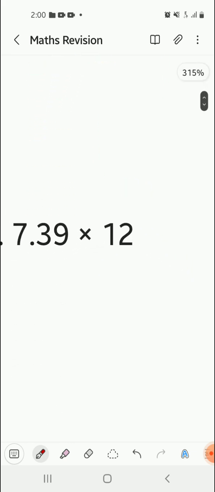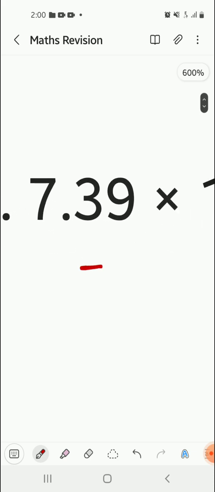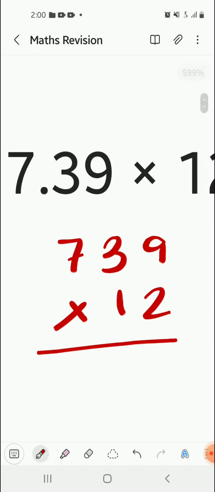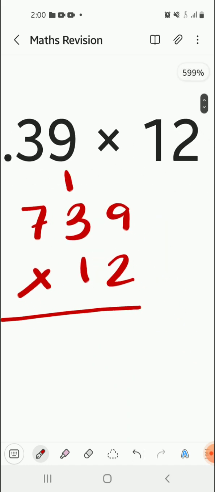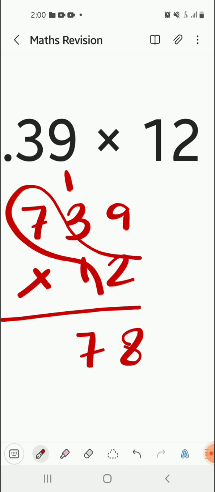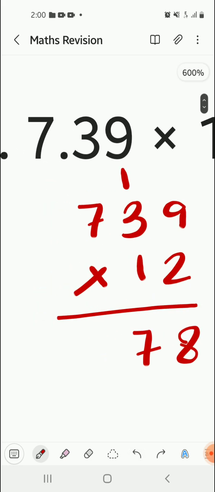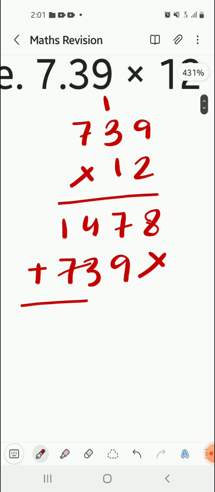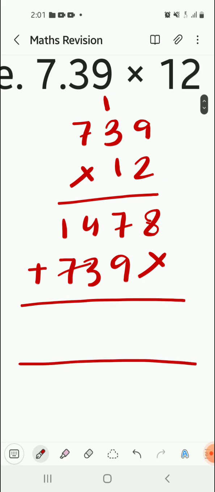We've got 7.39 into 12. Simply multiply 7, 3, 9 and 12. We've got 9 into 2, 18. 3 into 2, 6 plus 1, 7. 7 into 2, we've got 14. Here, 9 into 1, we've got 9. 3 into 1, we've got 3. And 7 into 1, we've got 7. Now simply add the numbers.